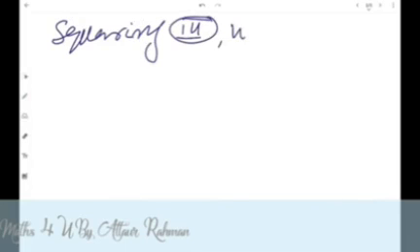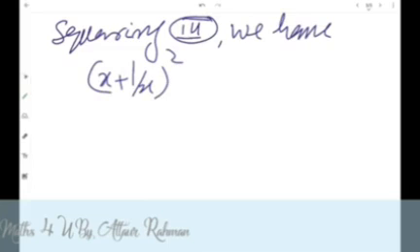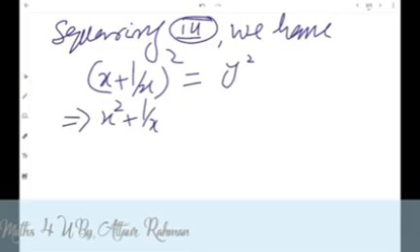Now we are all familiar with the basic identity that if (a plus b) whole square is there, then how to expand the formula, that is (a plus b) whole square is equal to a^2 plus b^2 plus twice first into second. So here we are using such a formula, that is (x plus 1 upon x) whole square is equal to what?